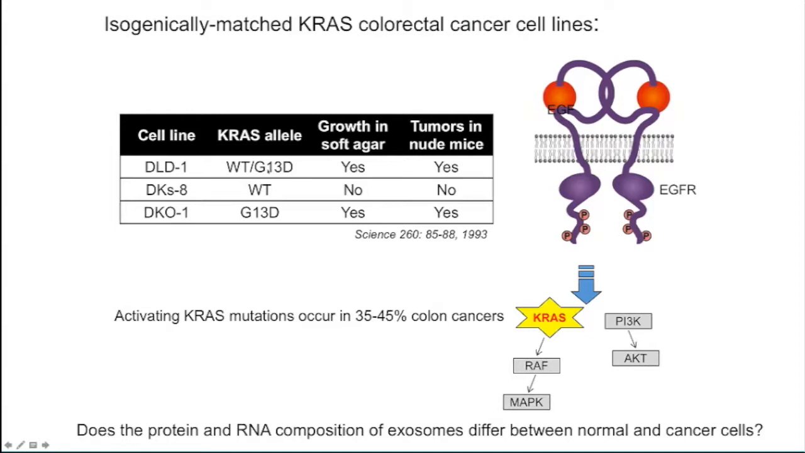They carry the G13D mutation in KRAS, and these activating KRAS mutations occur in lots of colon cancers. You can see the downstream pathways from the EGF receptor through KRAS down to other kinase cascades that then lead to that proliferative effect in these cells. Our goal right off the bat was to ask what is the RNA and protein composition of the exosomes in these different cell lines, and what's the difference between normal and cancer cells.